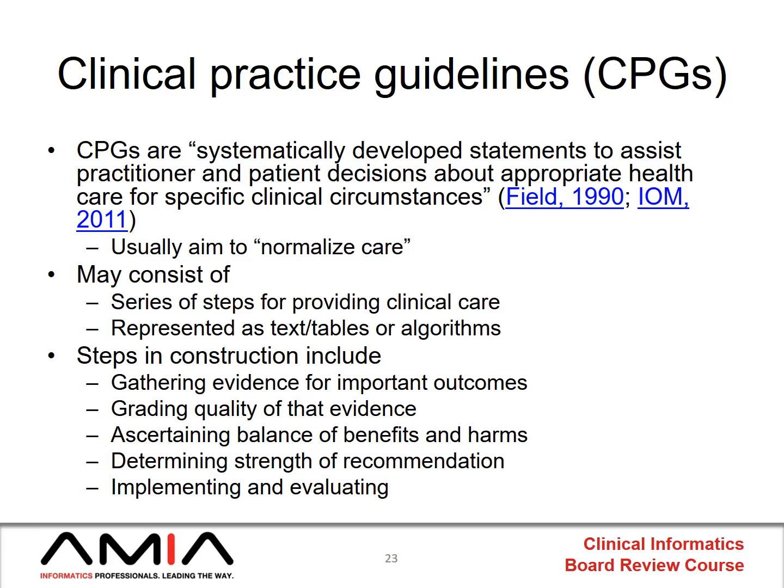They are represented in a variety of ways. They may consist of a series of steps for providing clinical care, or represented as text with tables or algorithms. How do we construct clinical practice guidelines? There are a series of steps to create evidence-based clinical practice guidelines. We first gather evidence for the important outcomes. We grade the quality of that evidence. We ascertain the balance of benefits and harms for various actions in the clinical practice guidelines. We determine the strength of recommendation, and then we implement and evaluate them.